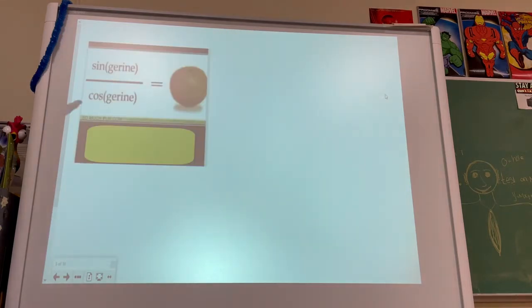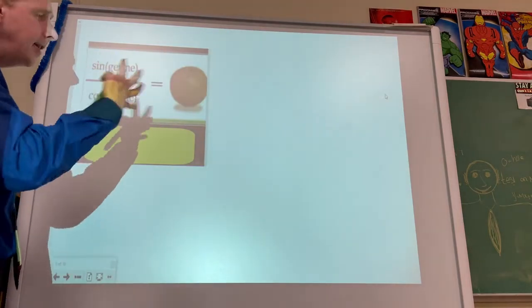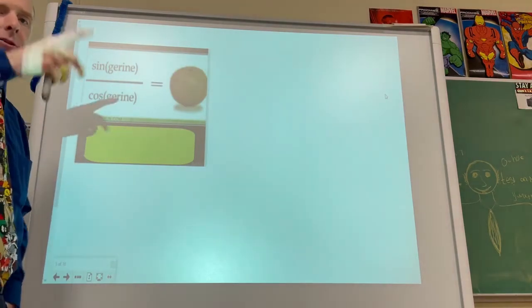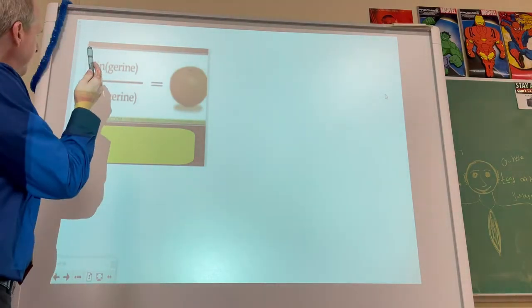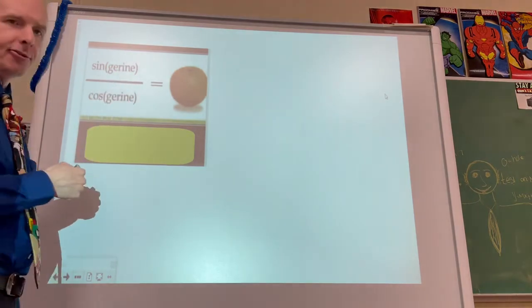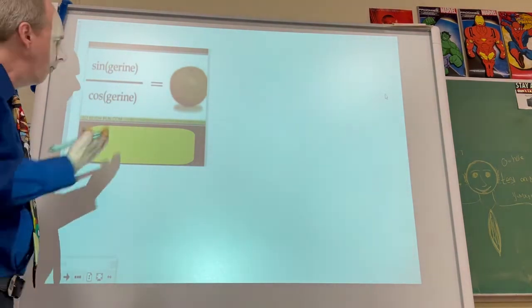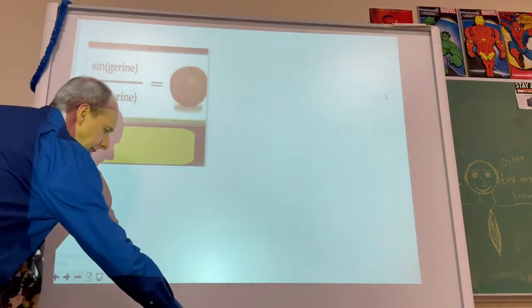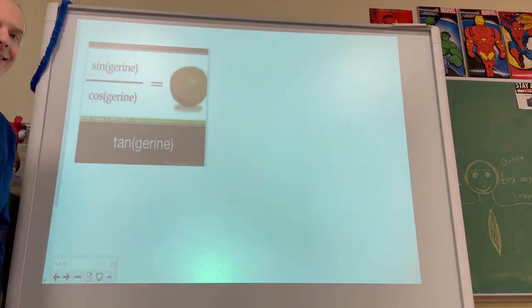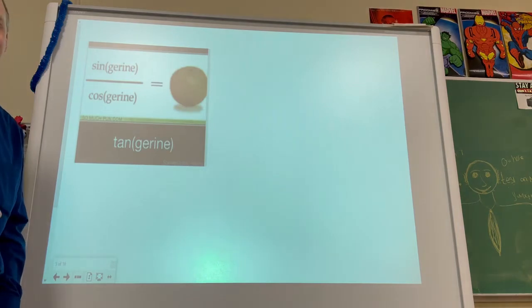So, knowing that, let's take a quick little brain break. Nothing you need to write down here, but I thought you might enjoy this. If we have sine of some angle called gerene, and we have cosine of some angle called gerene, what do you get? Sine divided by cosine is, that's right, tangerine. It's kind of like an apple, but not as good.